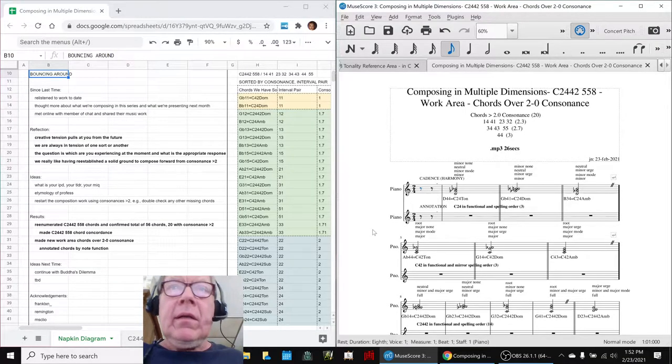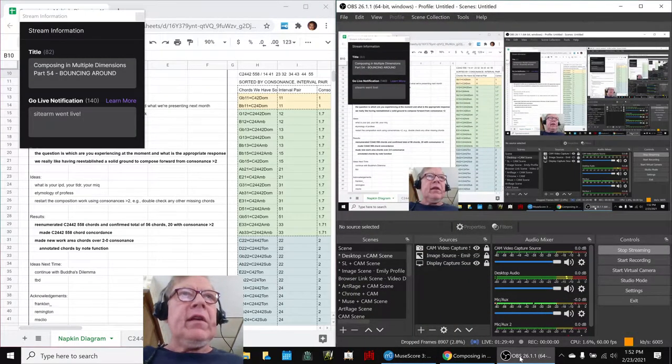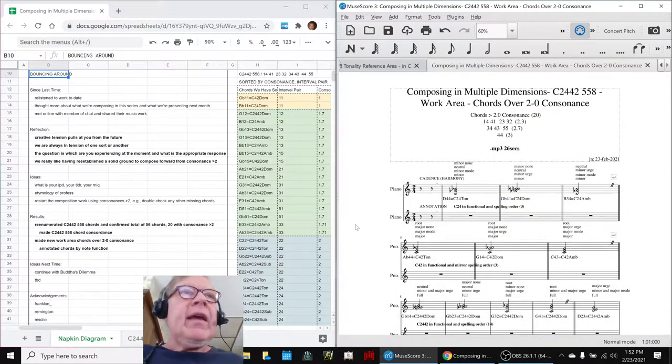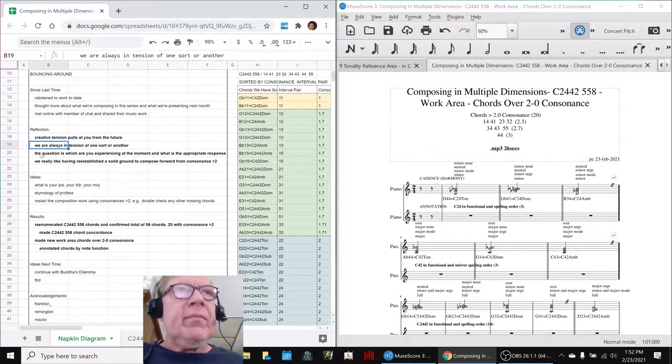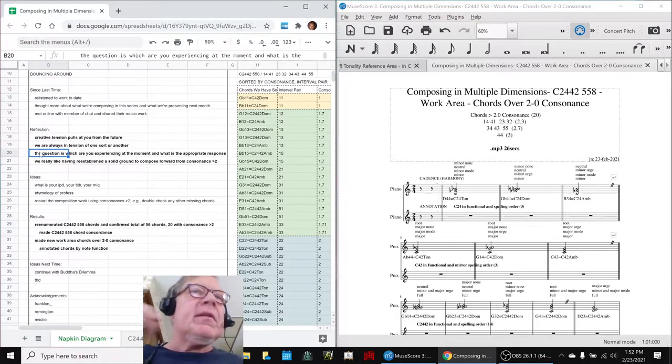Alrighty. Ladies and gentlemen, this is a recap of Composing in Multiple Dimensions, Part 54, Bouncing Around. Today, in our re-entry exercise, had a lot going on. We reflected that creative tension pulls at you from the future. We're always in tension of one sort or another. The question is which kind you're experiencing at the moment and what is the appropriate response.